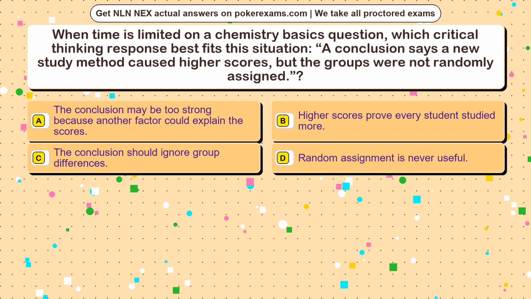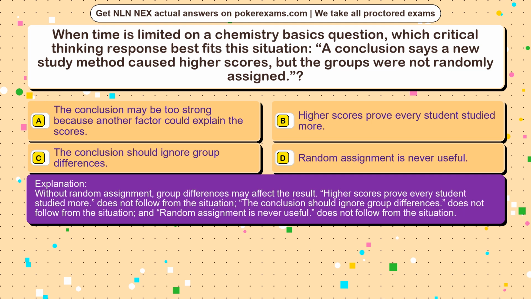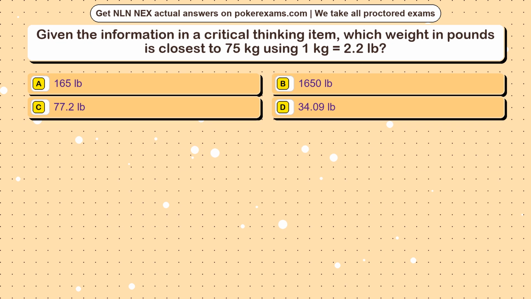The correct answer is option. Without random assignment, group differences may affect the result. Higher scores prove every student studied more does not follow from the situation. The conclusion should ignore group differences does not follow from the situation, and random assignment is never useful does not follow from the situation.